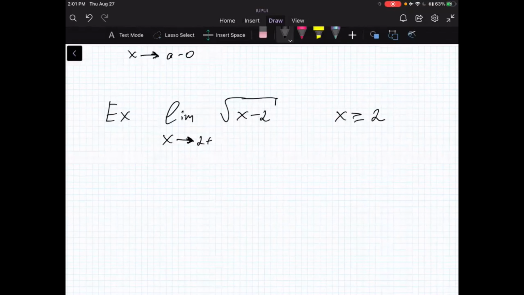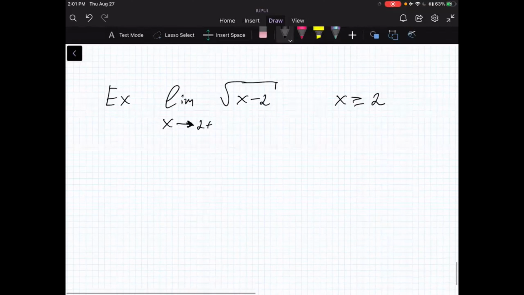And still, again, you can calculate what happens with the value of your function and get that it will be 0.